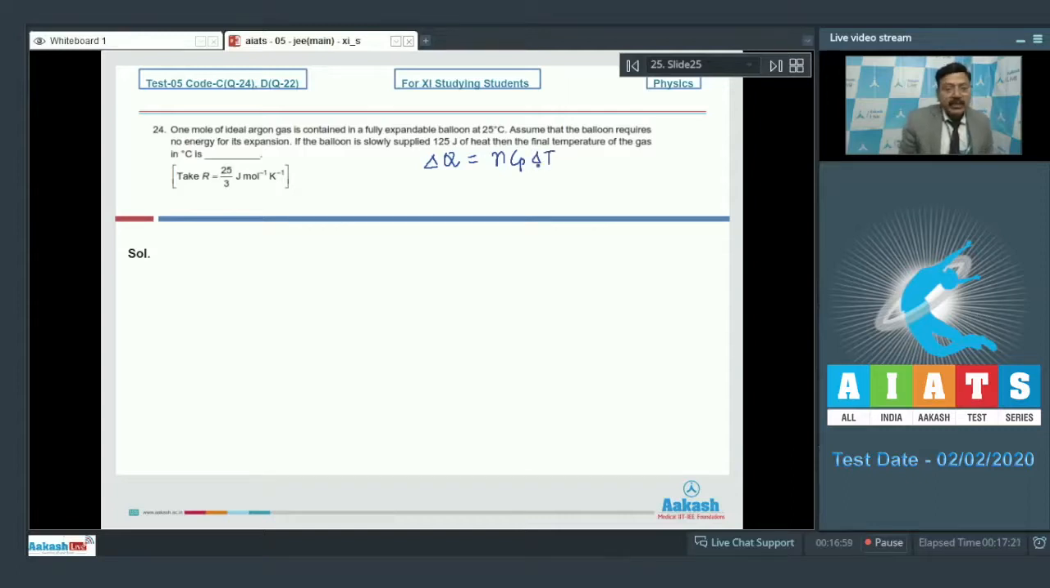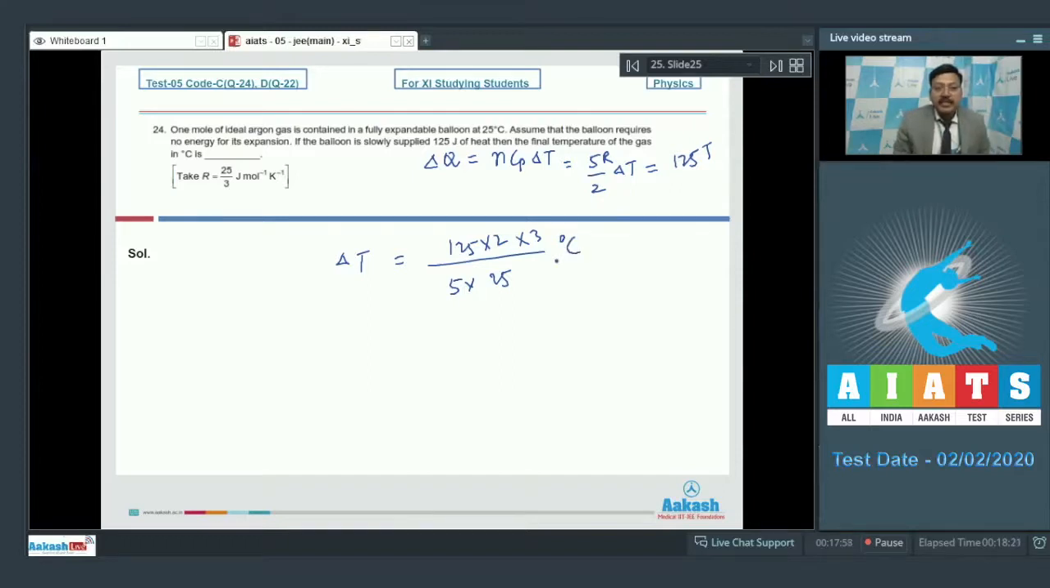Well, the value of n is 1 and it's argon gas which is monatomic. So that means the value of Cp is 5R by 2. So this is equal to 5R by 2 into delta T, and its value again is given as 125 joule as per the question. So the value of delta T, the change in temperature, is simply 125 into 2 divided by 5R, and the value of R is 25 by 3. So this is the change in temperature in Kelvin, and this is also the change in temperature in degree C, because change in temperature in Kelvin and Celsius will be the same.